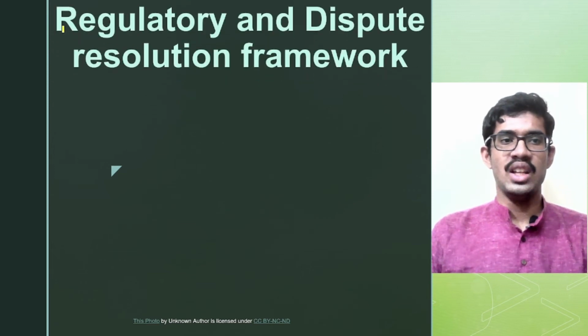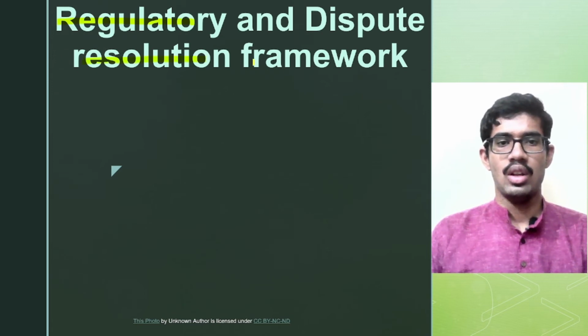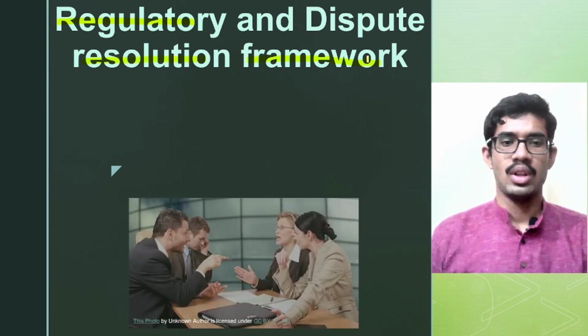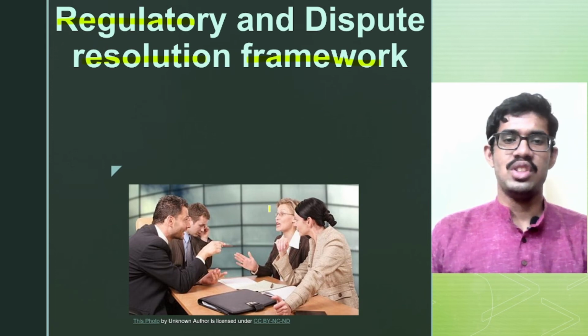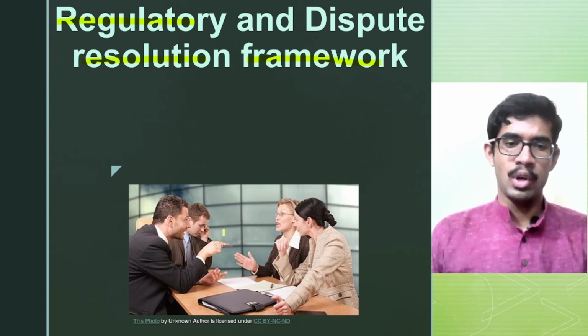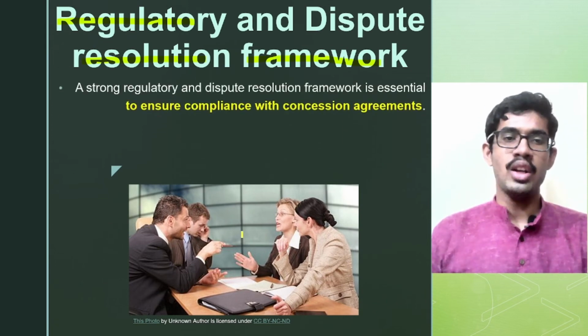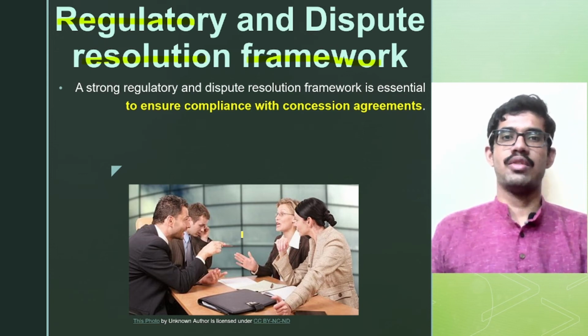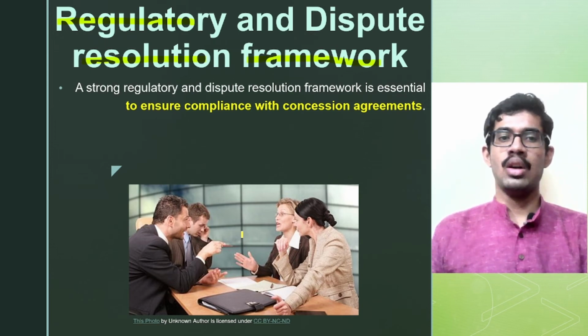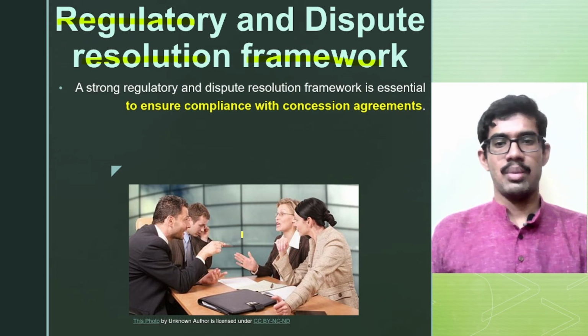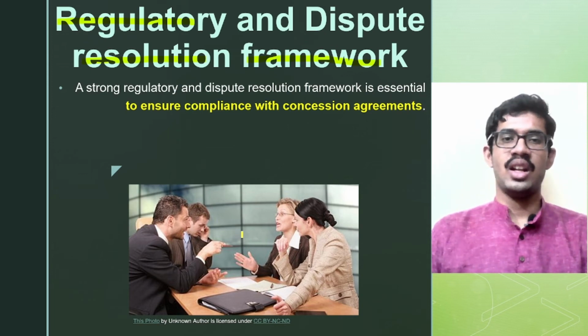Last but not the least, which is the regulatory and dispute resolution framework. So what does this include? This is just a funny visual of four people arguing about a conflict. A strong regulatory and dispute resolution framework is essential to ensure compliance with concession agreements. So let us consider another example. Let us consider the highway project.